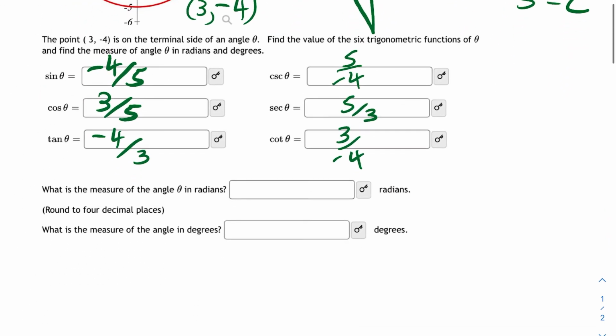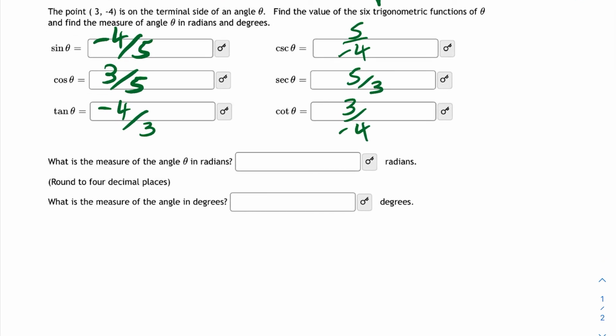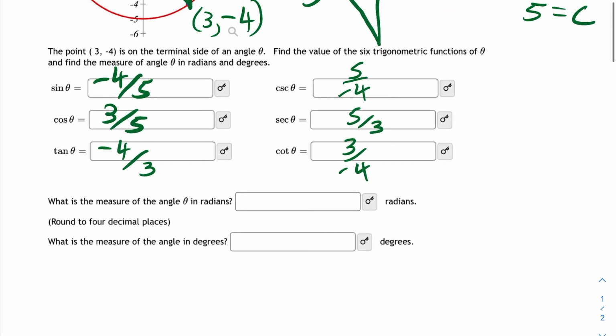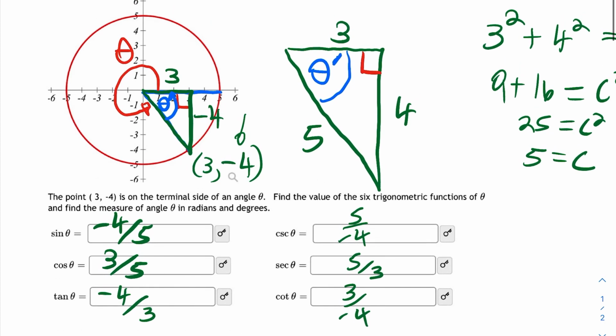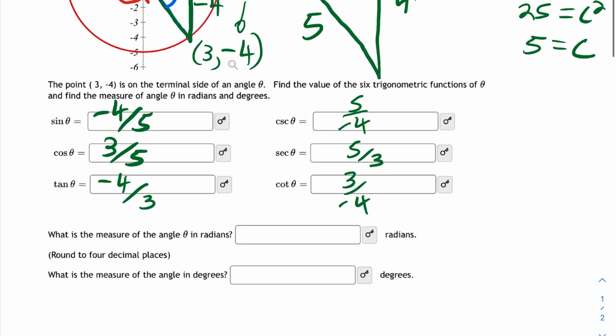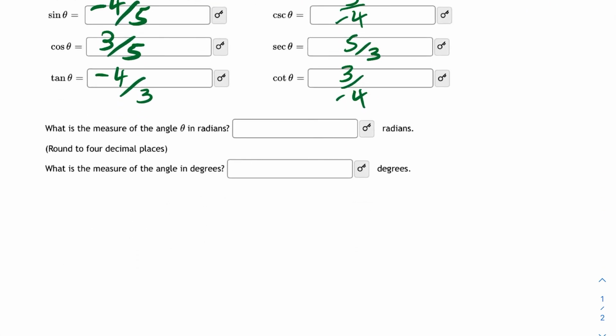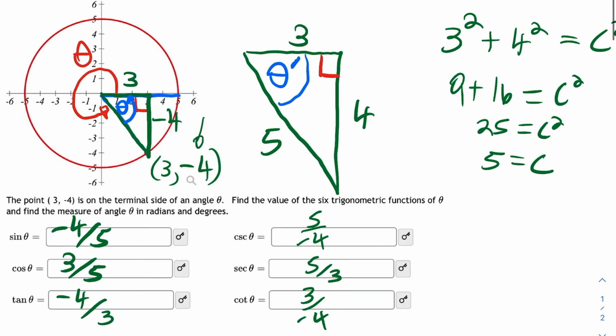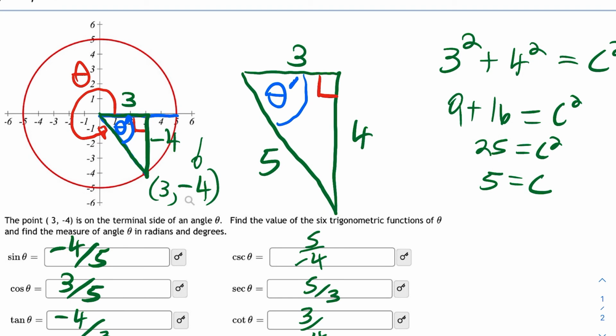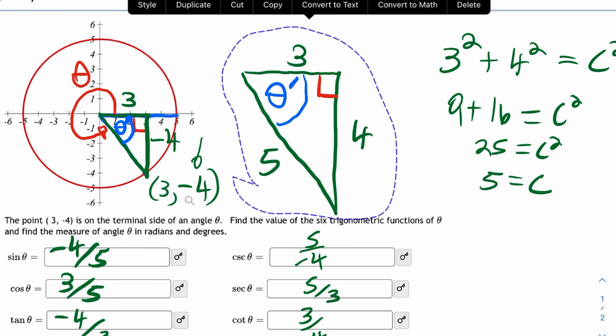The last 2 parts of this question ask me to find the actual angle theta. In order to find theta, I'm going to find theta prime, which is how much more I need to go to get one full revolution, the blue angle, and I'm going to subtract it from 360 degrees, or 2 pi radians. All right, so how am I going to find theta prime? Well, let's take this reference triangle.